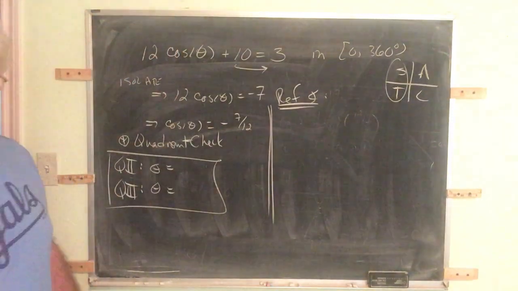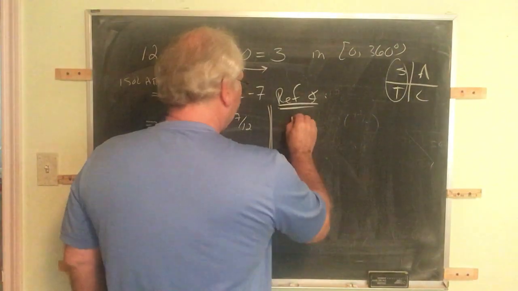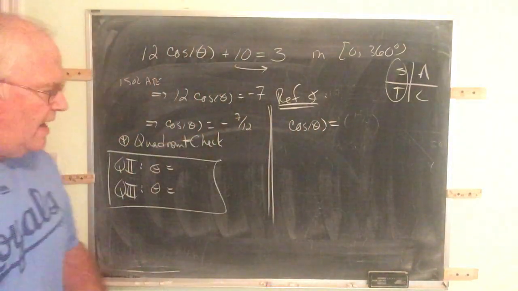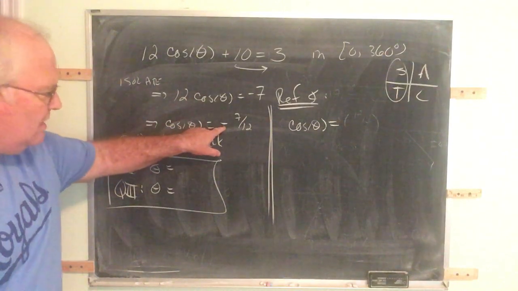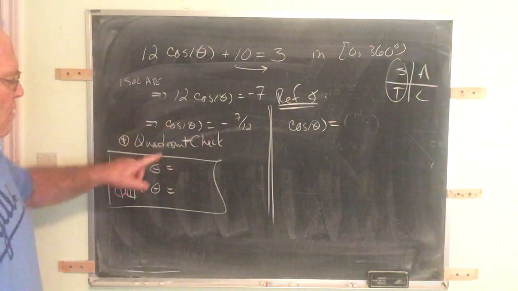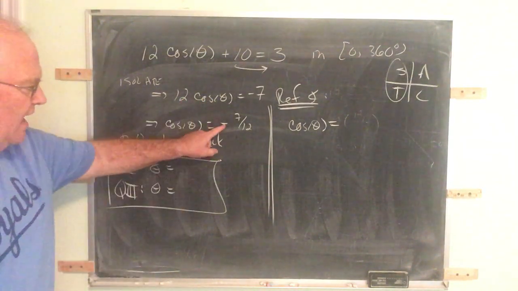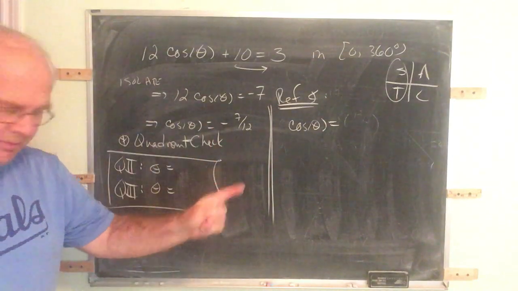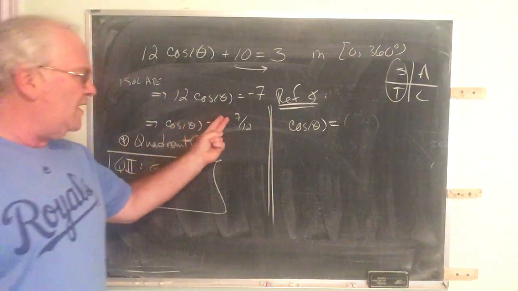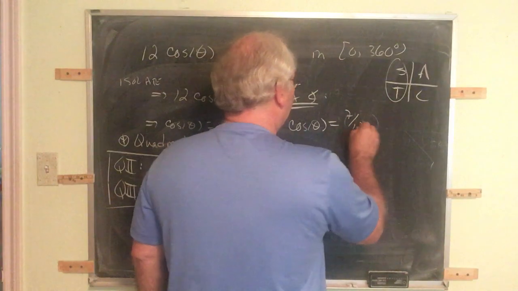Now the difference is this doesn't come from one of the special triangles. This comes from the calculator. So we have cosine theta is equal to, what do I write next? I do not write negative. Once you've done the quadrant check, you ignore this negative sign from here on out. This negative sign in this problem had one purpose. It is to do the quadrant check. After you've done the quadrant check, you ignore the negative sign.